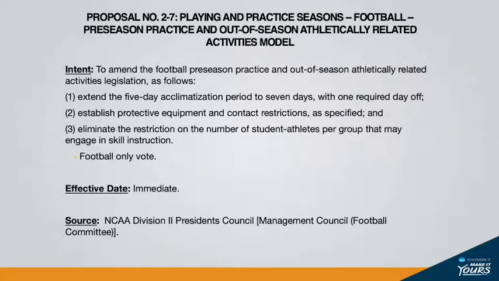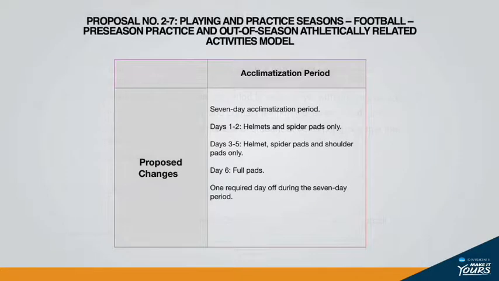Proposal number 2-7 will amend the football preseason and out-of-season athletically related activities legislation in a few ways. If adopted, this proposal will extend the 5-day acclimatization period to 7 days with 1 required day off, establish protective equipment and contact restrictions for the acclimatization period, as well as for preseason activities that occur after the acclimatization period as specified, and finally, it will eliminate the restriction on the number of student athletes per group that may engage in skill instruction.